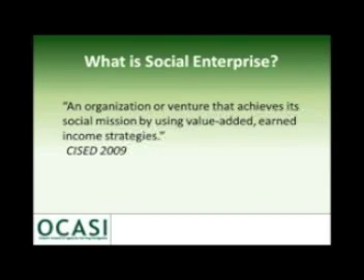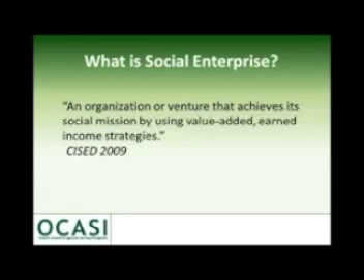As interest in social enterprise grows, there are many more people becoming involved in the sector, and there's not one common language I found that we can all share to understand social enterprise. So I'm going to look at a couple definitions here, and we'll choose one for the next couple webinars that we can work with. Here's one definition that the Collaborative for Innovative Social Enterprise Development in Ottawa uses. That is, social enterprise is an organization or venture that achieves its social mission by using value-added earned income strategies. Now, this definition applies to both privately incorporated organizations as well as not-for-profits.